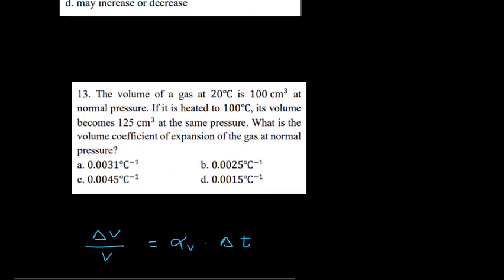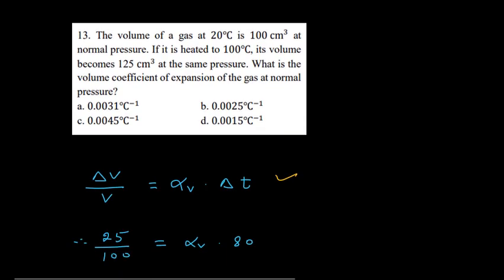The volume of a gas at 20 degrees Celsius is 100 at normal pressure. If it is heated to 100 degrees Celsius, its volume becomes 125 at the same pressure. What is the volume coefficient of expansion of the gas at normal pressure? Okay, so again use the same formula.